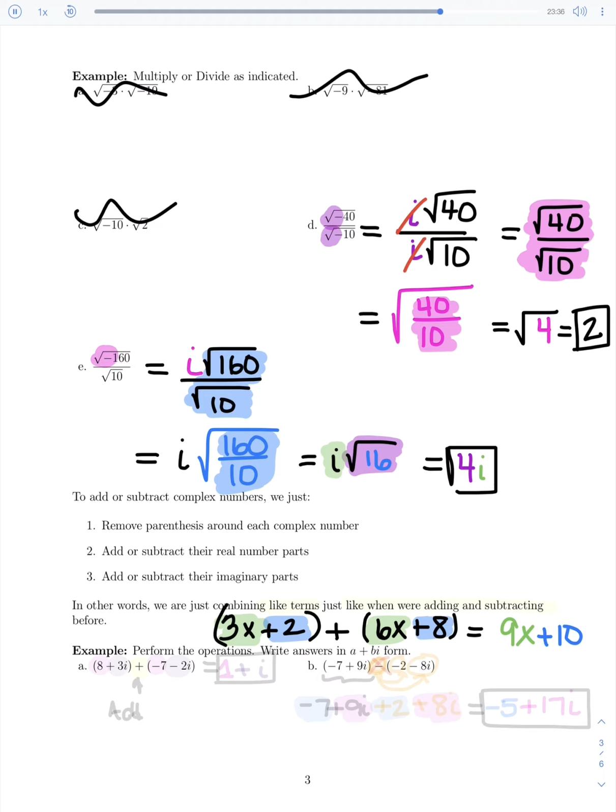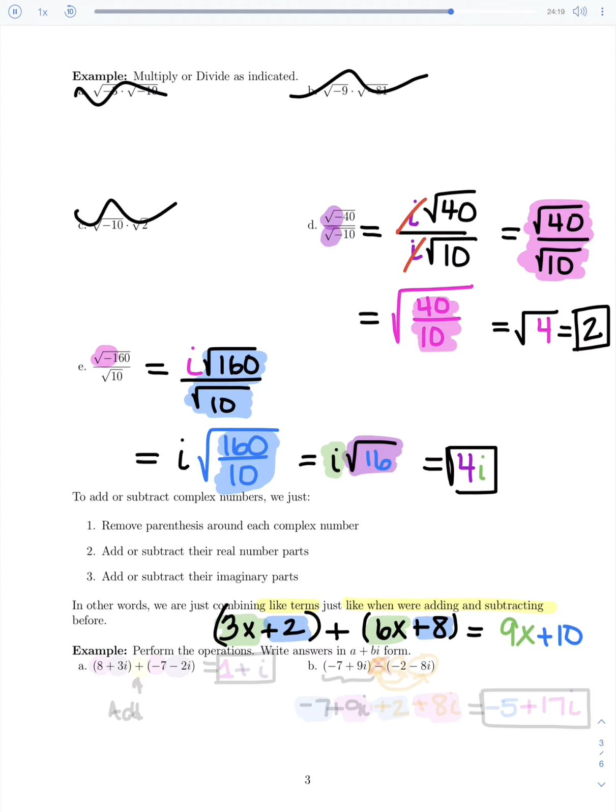And the reason why we were able to add the 3x and the 6x, and then the 2 and the 8, is because they were like terms. So that's the key idea behind all of adding and subtracting. When we added and subtracted fractions, we had to have a common denominator to make them similar, kind of like terms. So the idea is, again, when you're adding and subtracting, they need to be like terms. Same thing here. When we have imaginary numbers, regular numbers can only get added with regular numbers, and imaginary can only get added or subtracted to imaginary.